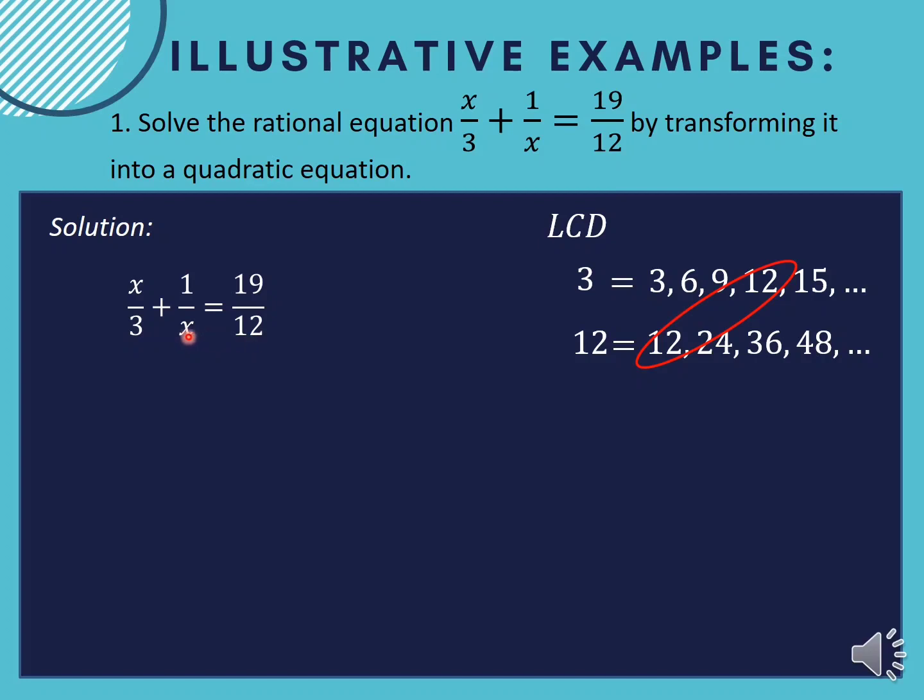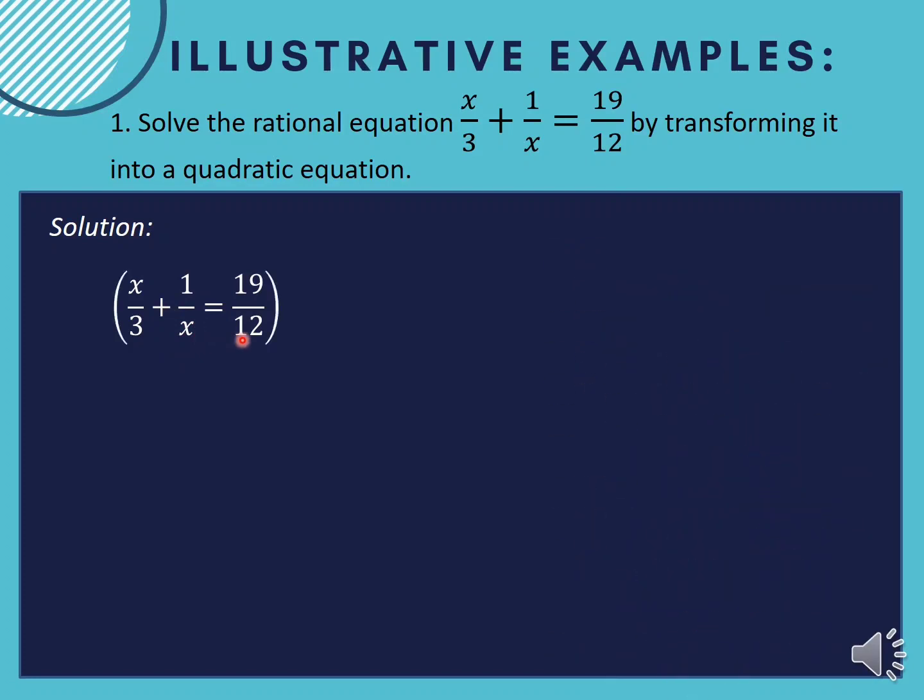And then, since meron tayo ditong algebraic expression, we just need to multiply it. So, the LCD is equal to, very good, 12x. So, yung LCD, i-multiply natin to both sides of the equation. So, 12x i-multiply natin para maalis natin si denominator. So, what are we going to do?